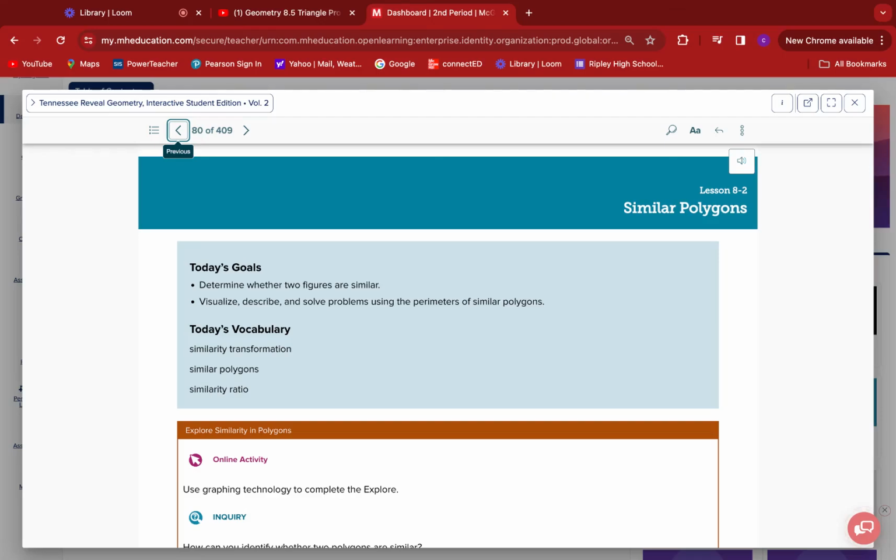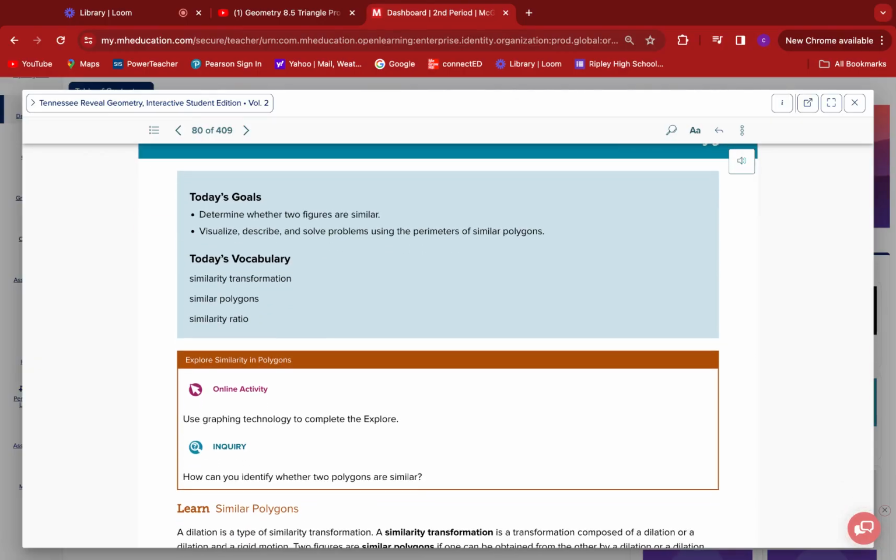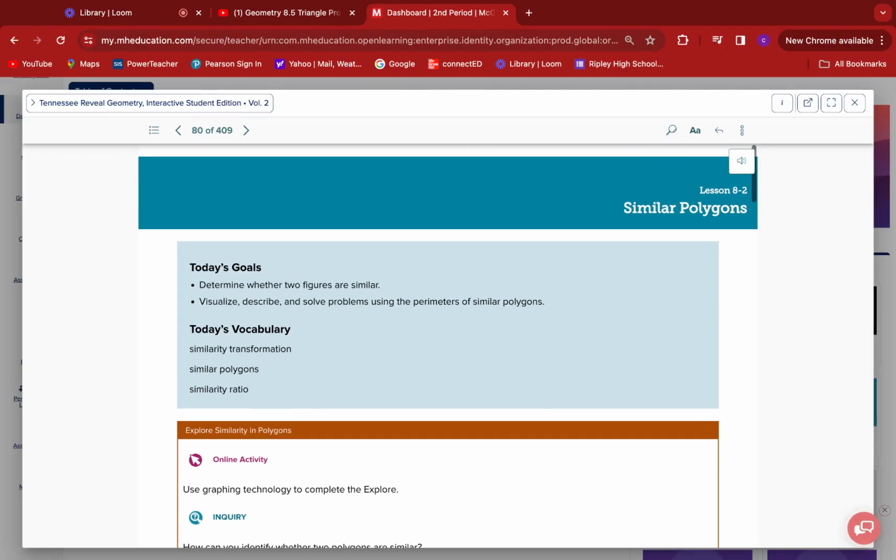Hey everybody. So I had another person request 8-2, and since I have not done 8-2 yet, here we go. 8-2 is on similar polygons.